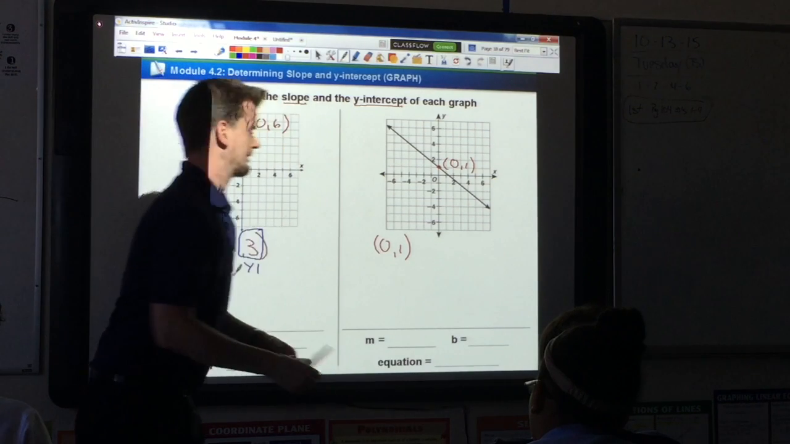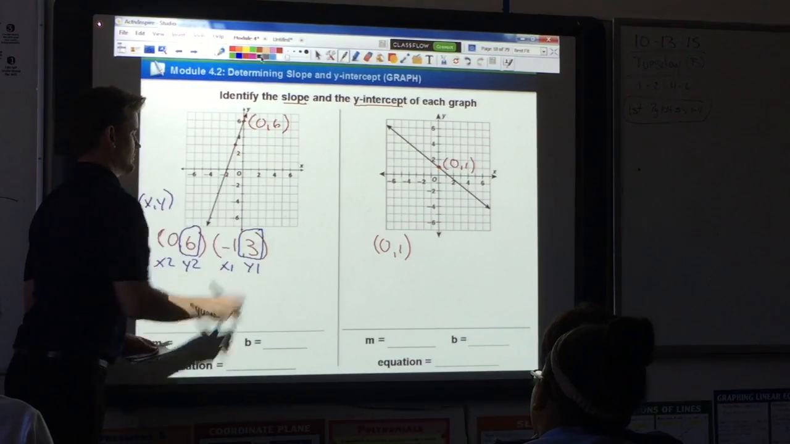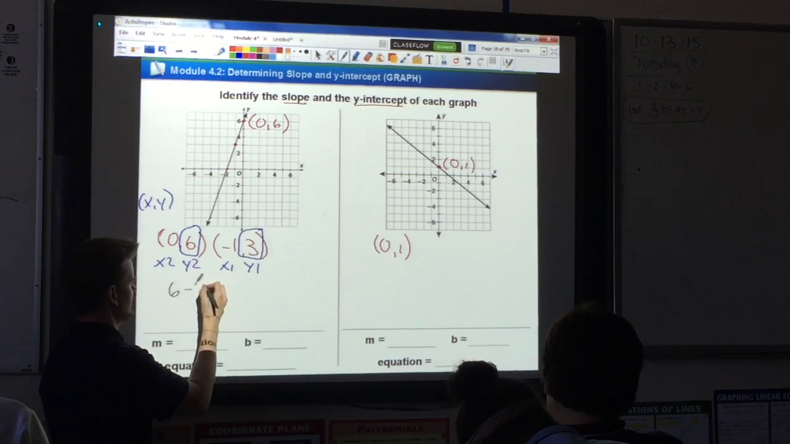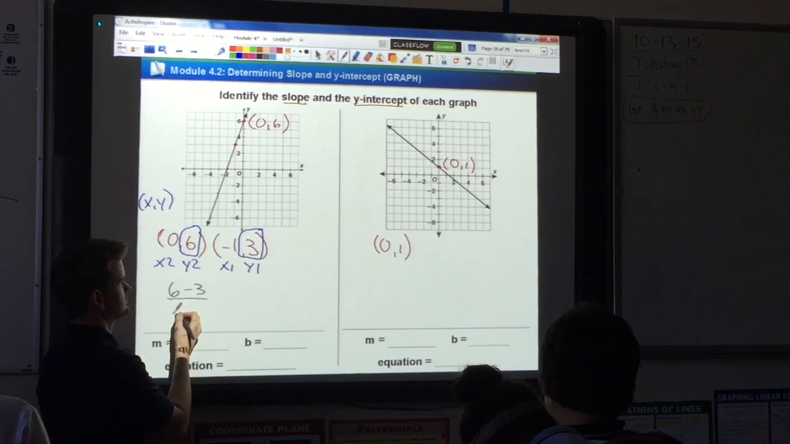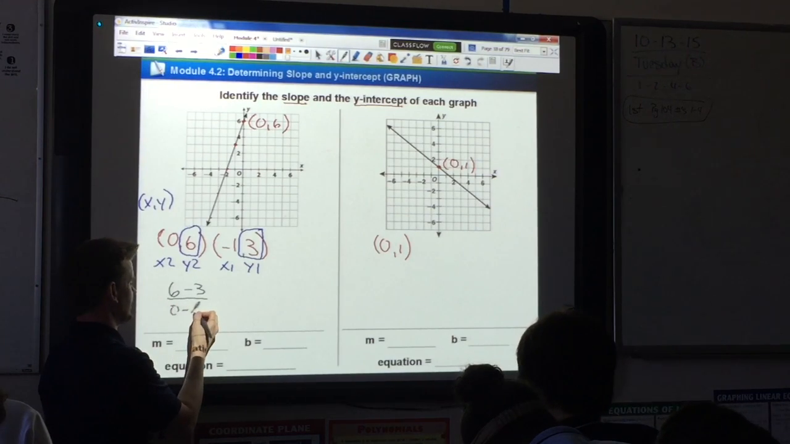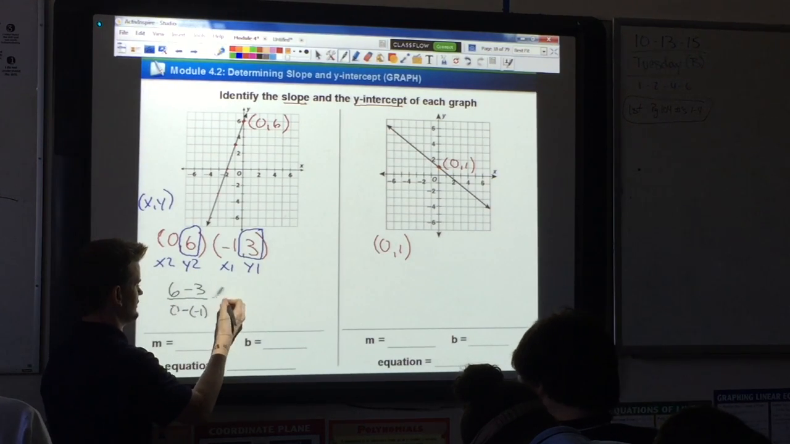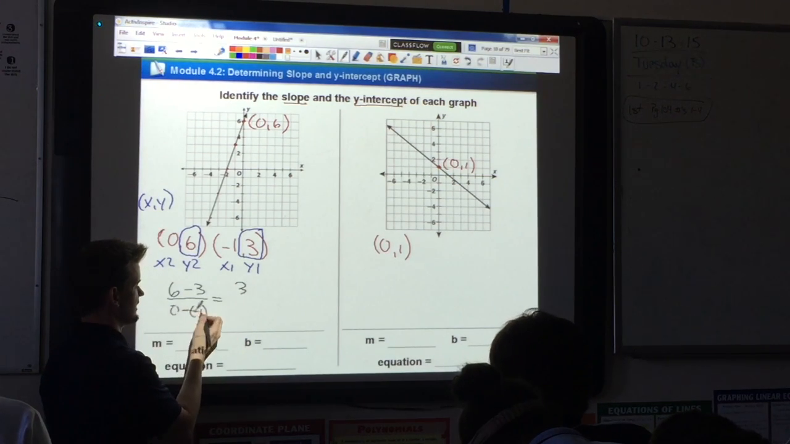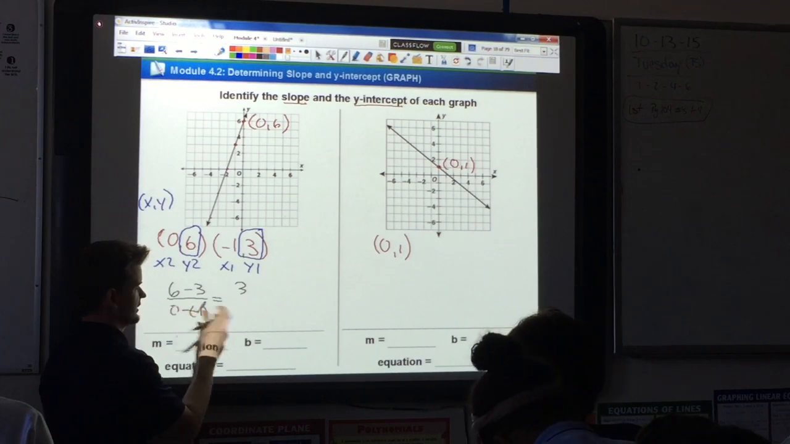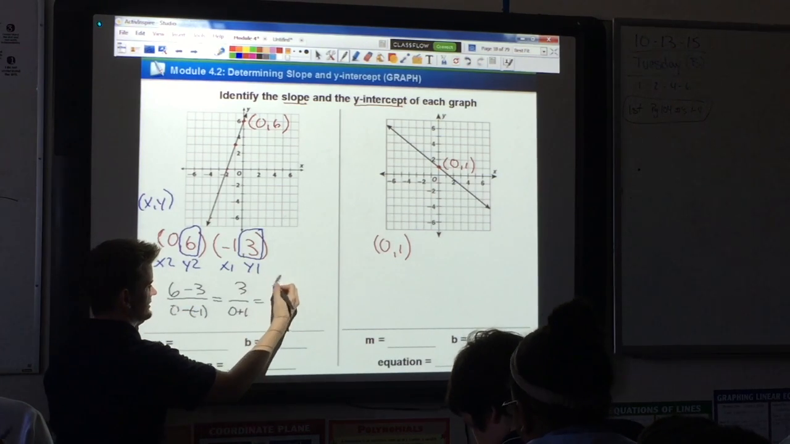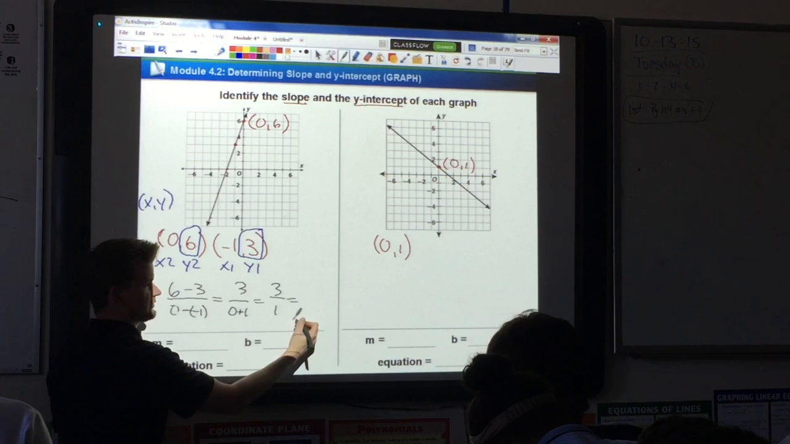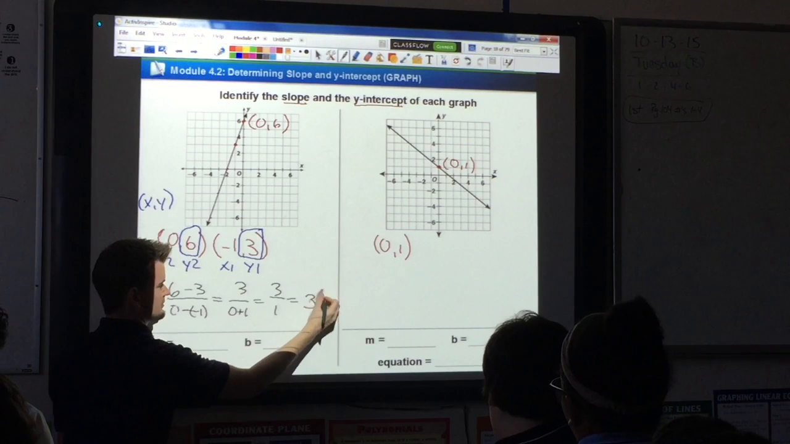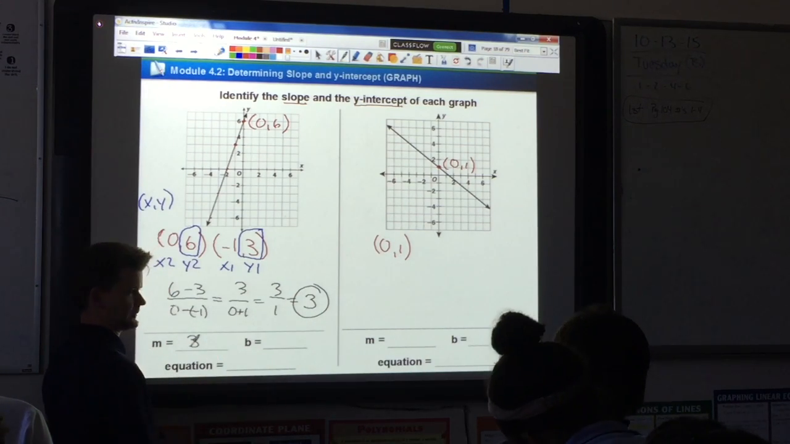Alicia, tell me, what am I going to write? 6 minus 3, y2 minus y1, over 0 minus 1, the subtraction sign. What is 6 minus 3? 3. These 2 negatives form a positive. Remember, it's when they're right next to each other that happens. And this will become 0 plus 1, is equal to 3 over 1. And what's 3 divided by 1? 3. You will not leave it as a fraction if it simplifies to a whole number. This becomes 3, so my slope is 3.